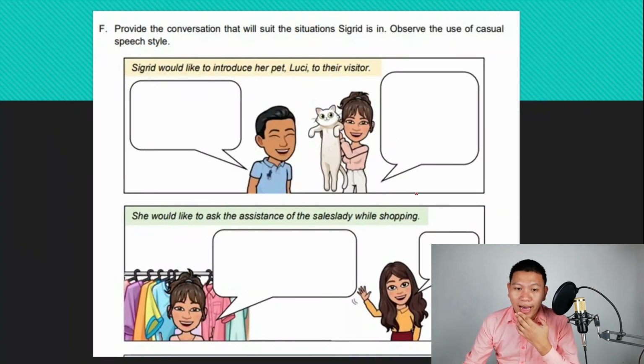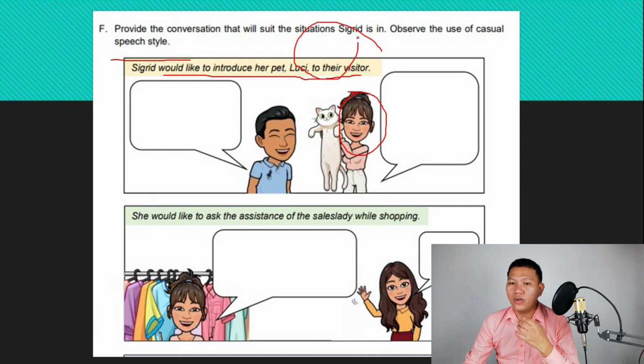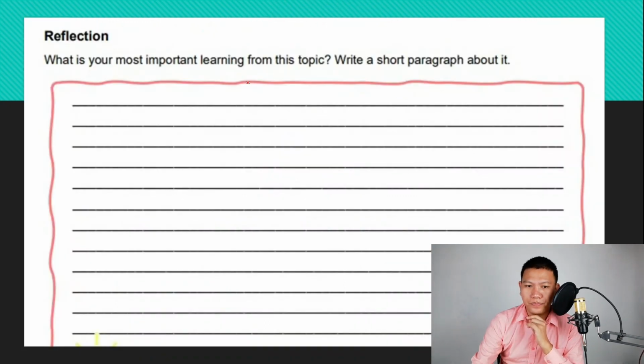Letter F, provide the conversation that will suit the situations Sigrid is in. So this is Sigrid. Observe the use of casual speech style. So make sure casual language is used. Sigrid would like to introduce her pet Lucy to their visitor. So their visitor. Maybe this is their visitor. This is Lucy. Sigrid. And then this is Lucy. How would you write the introduction here? And then the response as well.